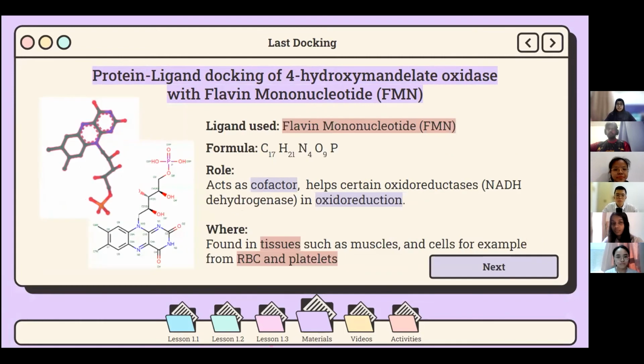Next, there is only one ligand that exists in this protein, which is the flavin mononucleotide, FMN. It also only has chain D, and it acts as a cofactor that helps certain oxidoreductases, such as NADH dehydrogenase, in oxidoreduction. It can usually be found in tissues such as muscles and cells, for example, in red blood cells and platelets.